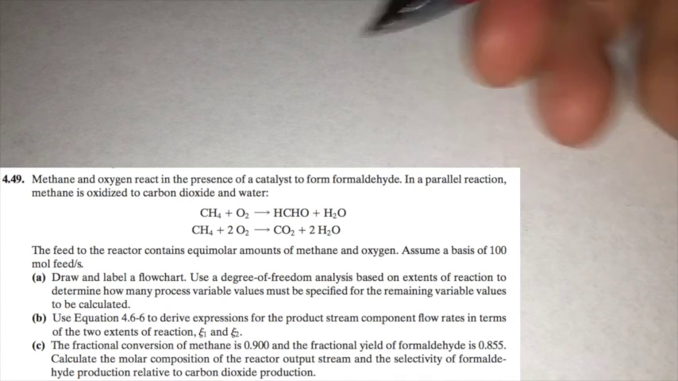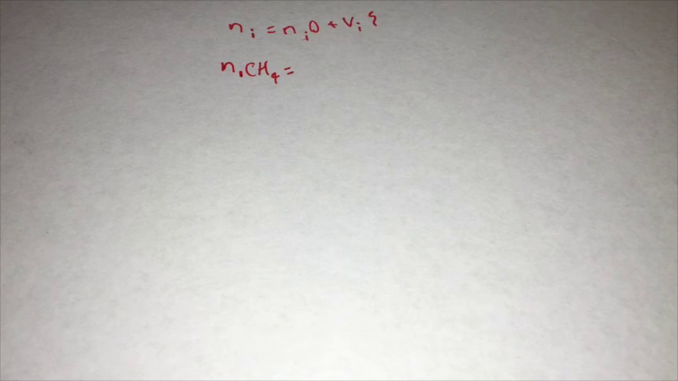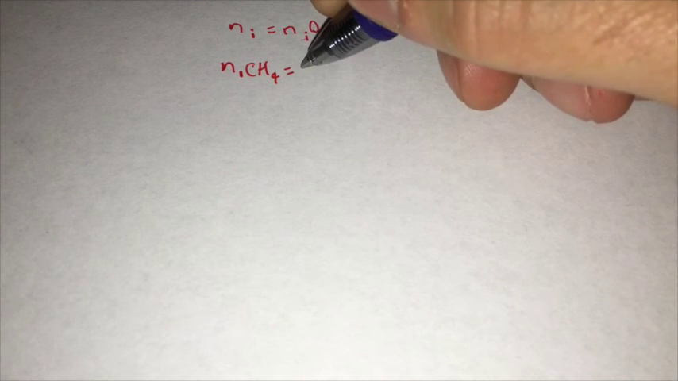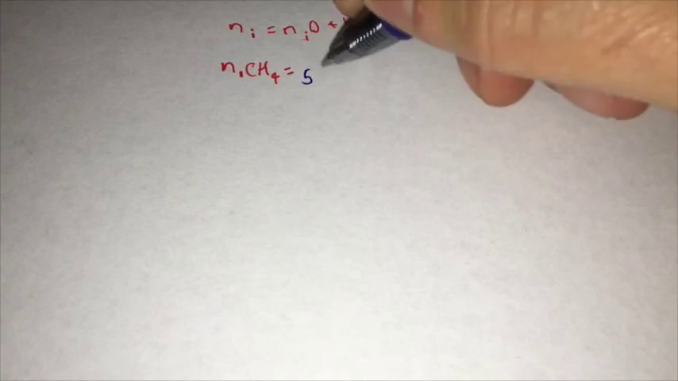And how are we going to do that? We're going to use this equation. Here we have the initial number of moles fed, the stoichiometric coefficient of the species, and the extent of reaction. So if we're looking for our N1, that is CH4, and that is going to be equal to what's going in, which is 0.5 times 100, so we have 50 moles.